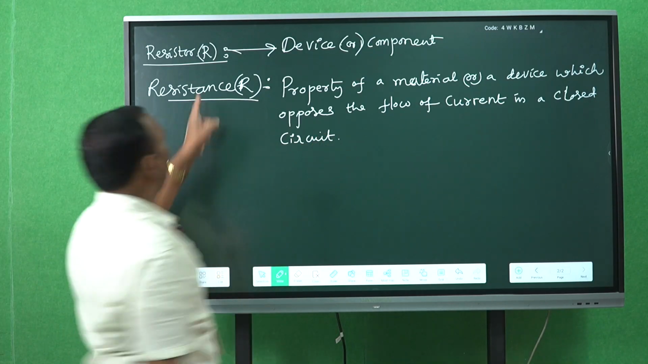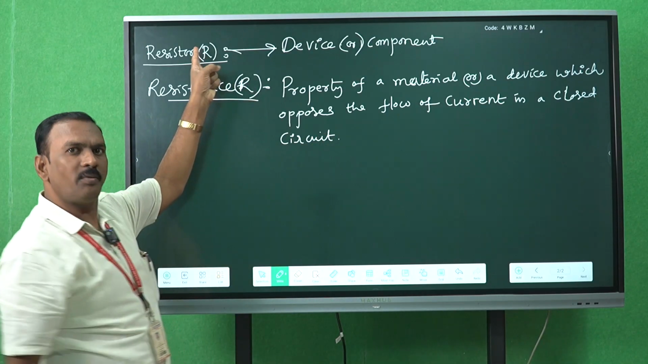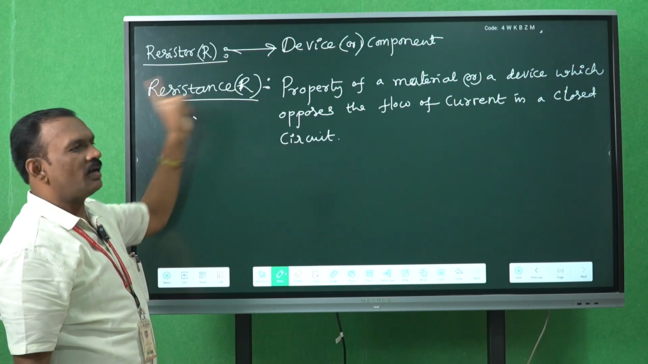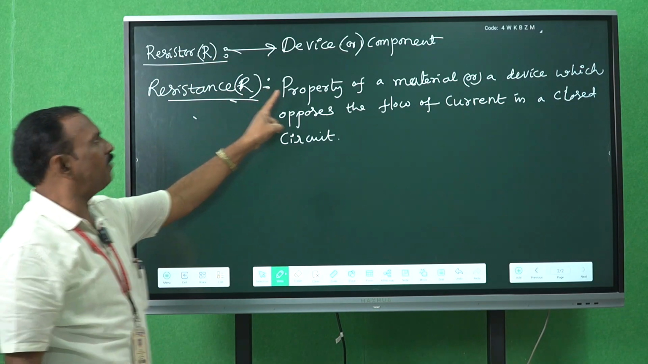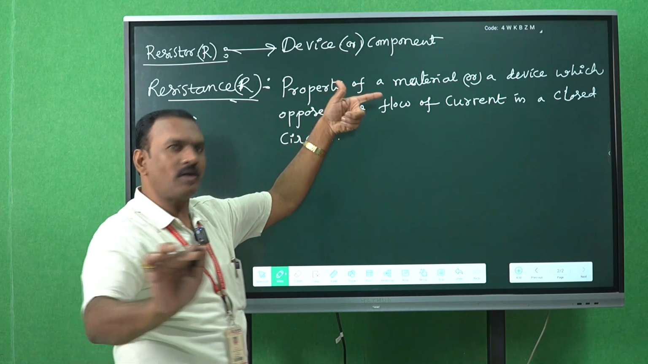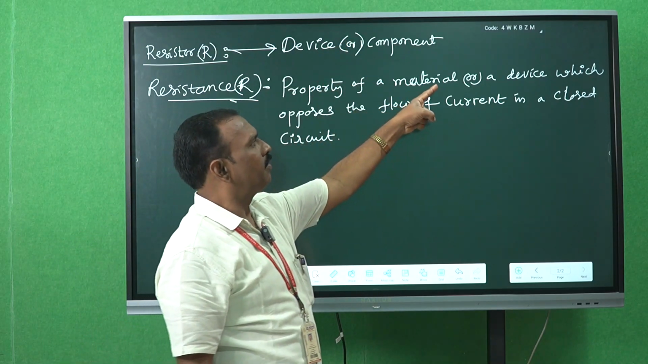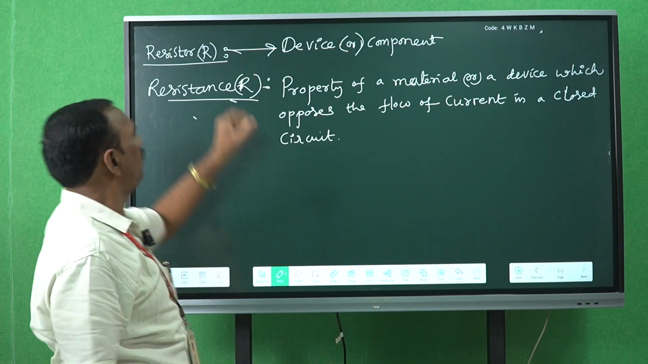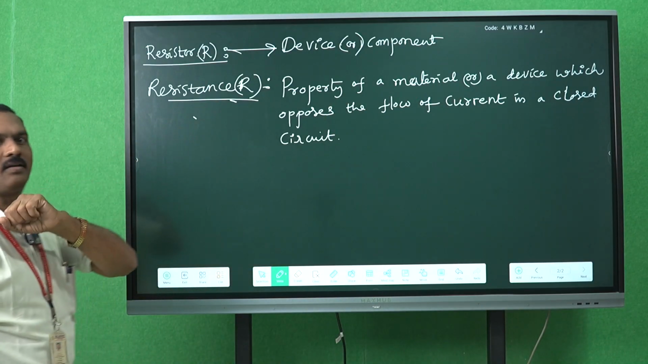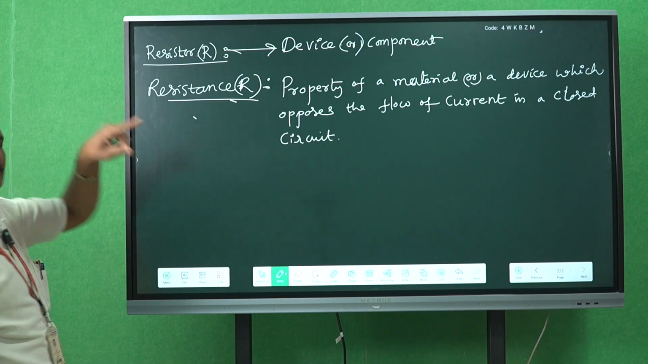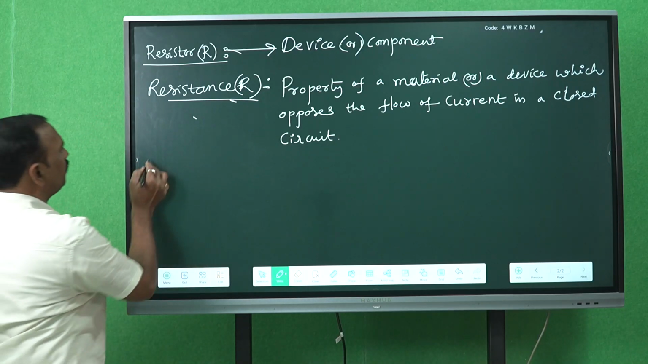This is called resistance. The difference between resistor and resistance is that a resistor is a device or a component, while resistance is the property of that device or component. What is that property? It is the property which opposes the flow of current in a closed circuit. That is the property of the resistor, and it is called resistance. Resistor is the device.